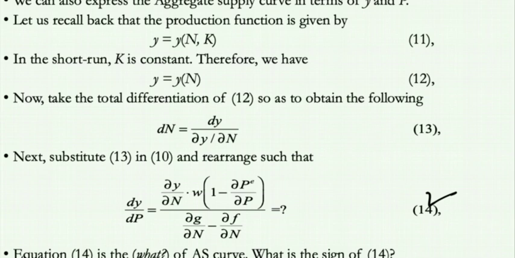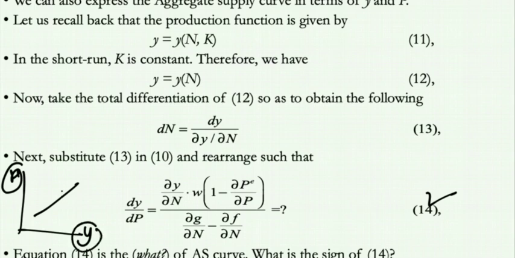So when you see dy over dp, so we have y here, we have price. Then we can see the relationship between price and output for aggregate supply. So what's the sign here? We want to see the slope, whether it's positive, negative, or what. Then it depends on this.